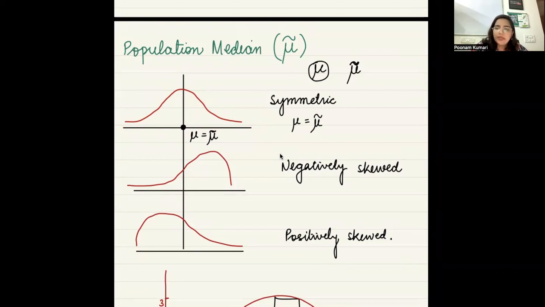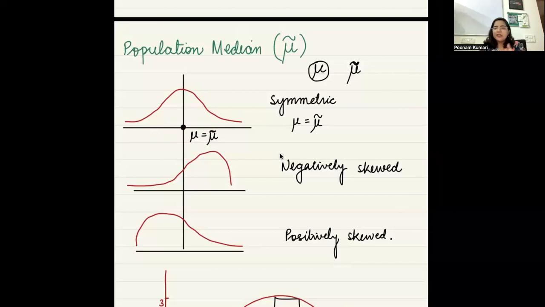Yes, ma'am. Ma'am, will it be asked in the exam why it is equal? Not necessarily in this manner, but you should know all of this, and then you can use examples to explain it. Okay, ma'am.